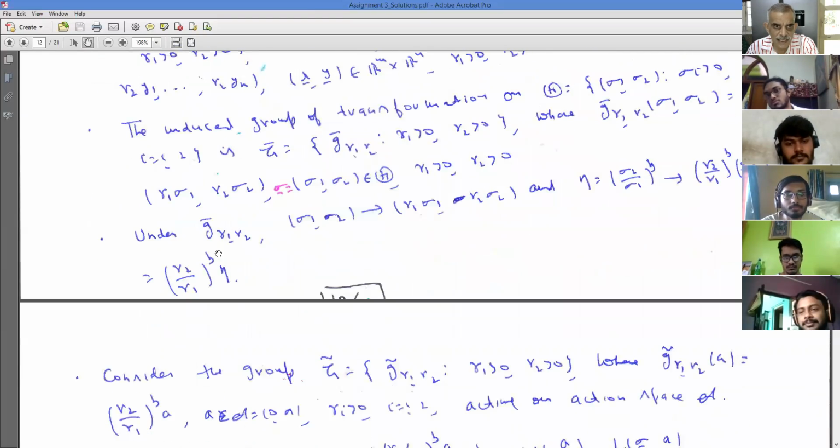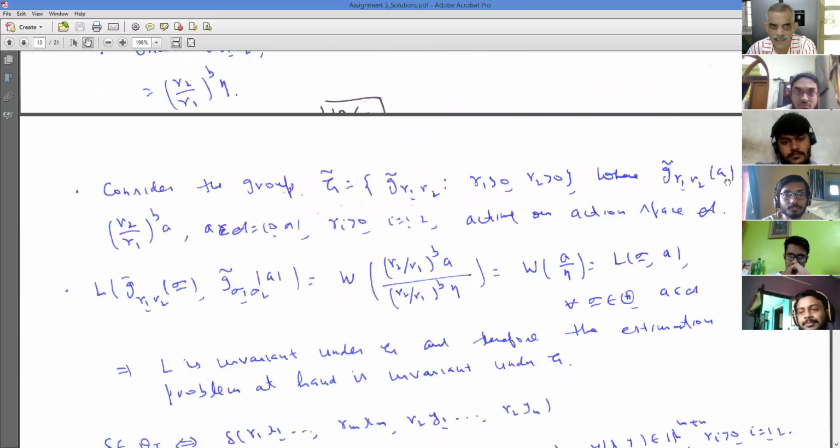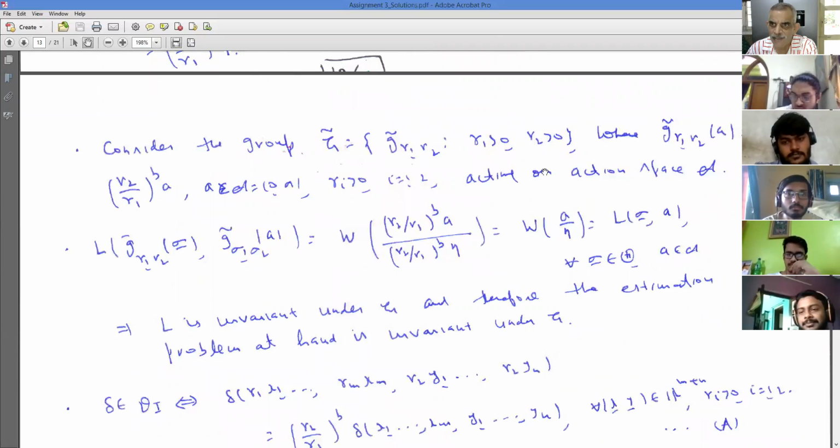Okay. So under G, now I said everything should depend on the estimate. Under G bar r1, r2, sigma 1, sigma 2 goes to r1 sigma 1, r2 sigma 2. So eta, which is sigma 2 upon sigma 1 to power b, goes to where? Sigma 2 goes to r2 sigma 2 and sigma 1 goes to r1 sigma 1. So it goes to r2 upon r1 to power b into sigma 2 to power b upon sigma 1 to power b, which is same as the original estimate. So that means my a should go to r2 upon r1 to power b into a. And that is what I have done. G tilde r1 r2 a is same as r2 upon r1 to power b into a. Right? So I have got my G tilde.